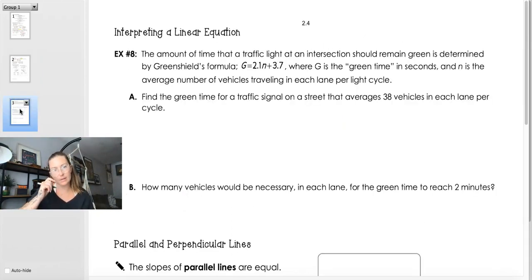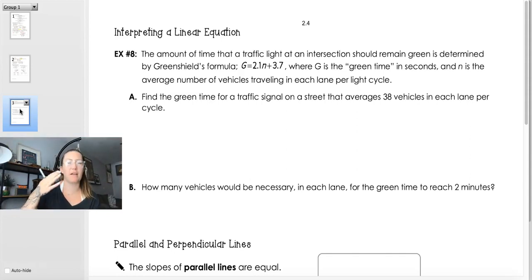Okay, so we're going to go ahead and do some word problems. It says the amount of time that a traffic light at an intersection should remain green is determined by Greenshields' formula, G equals 2.1n plus 3.7, where G is the green time in seconds and n is the average number of vehicles traveling in each lane per light cycle. Find the green time for a traffic signal on a street that averages 38 vehicles in each lane per cycle.